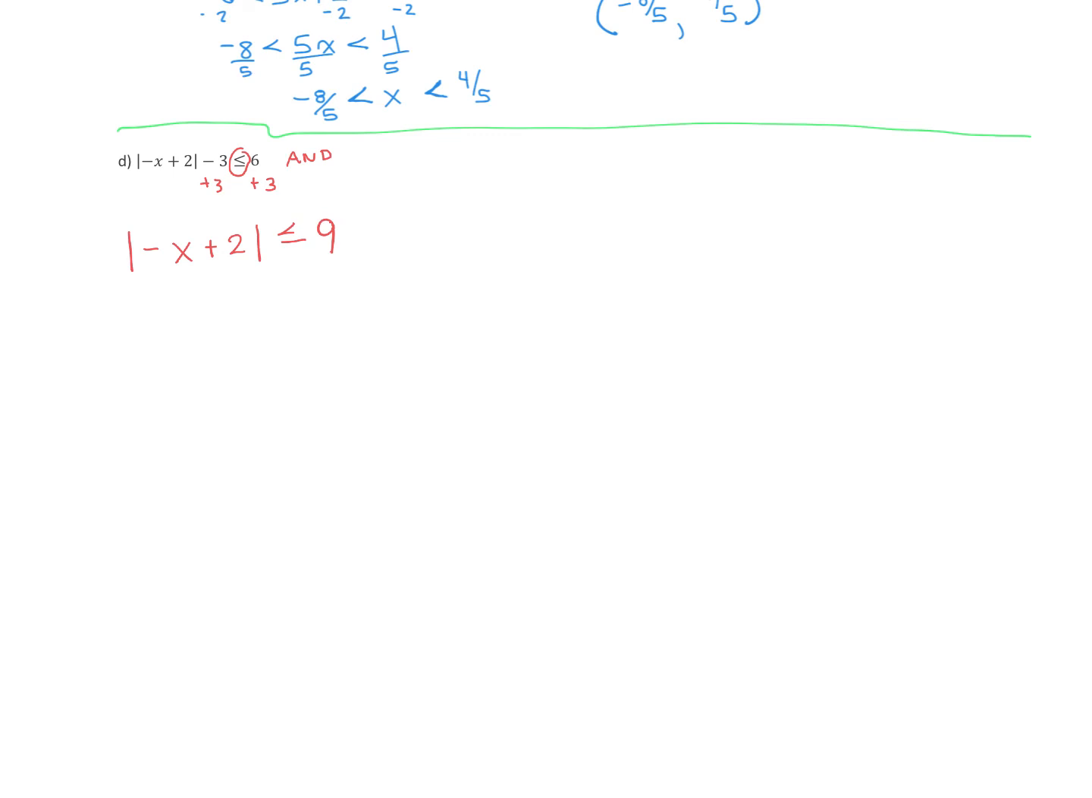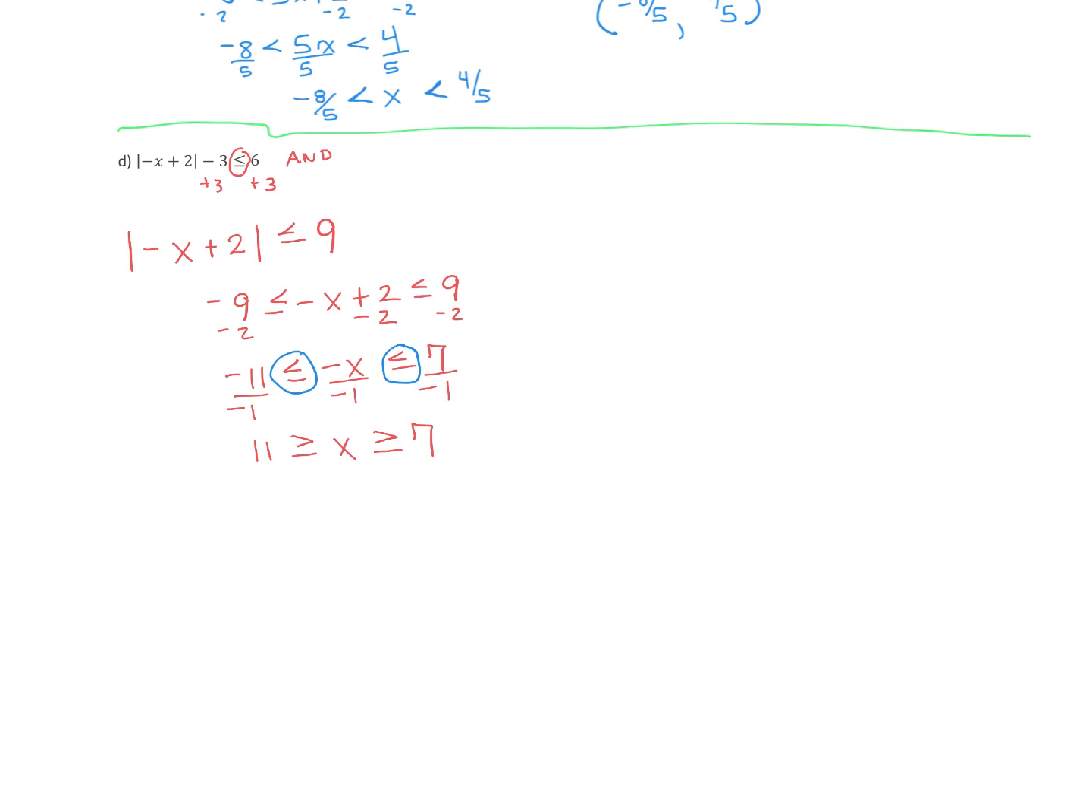Now it's an and statement. I can make this into a chain of inequalities and just sandwich it between 9 and negative 9. So I'm going to subtract 2, negative 11 less than or equal to negative x less than or equal to 7, and then divide by a negative. Oh, I'm dividing by a negative, so I have to switch the direction here. I'll get 11 is greater than or equal to x is greater than or equal to 7.